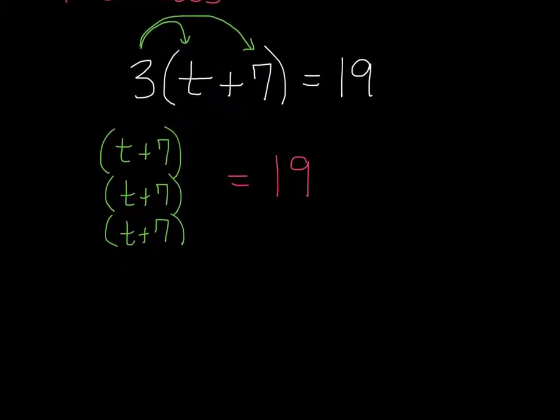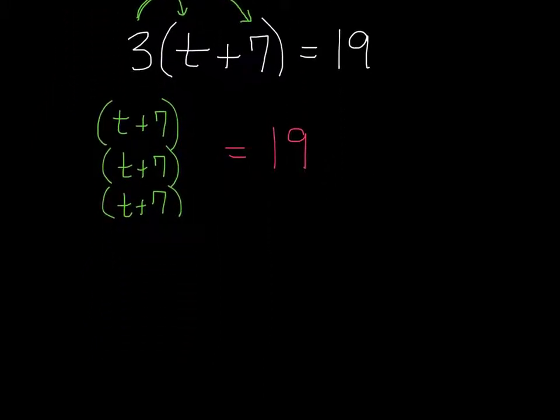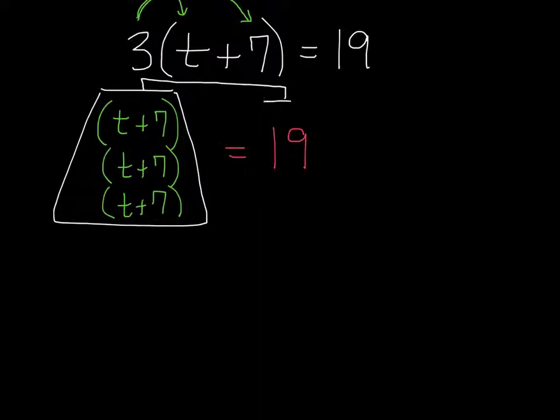Give ourselves some room here. 19. So I've got 3 of these on my scale. Let's draw that real quick. This is one side of my scale, and this is 19, and these are going to balance out, so these are level. So I've got these 3 quantities of t plus 7, and those balance out with a 19. I don't know what t is, but if I take it and add 7, and I have 3 of them, then that gives me 19. So I can figure that out.